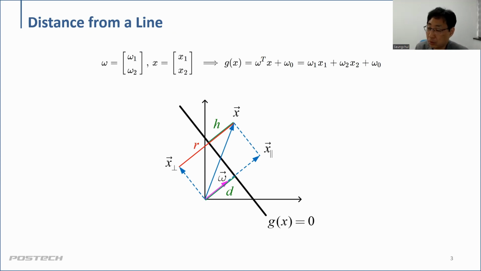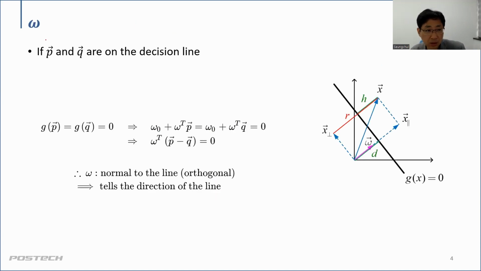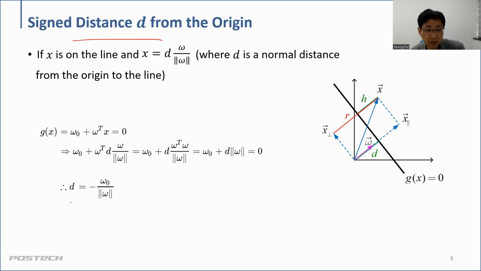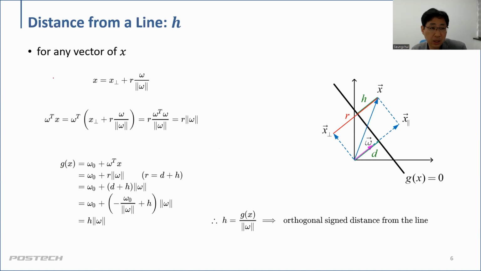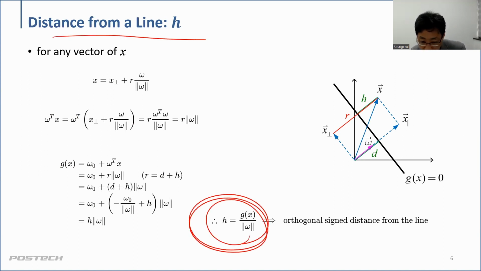So we already know how to compute the distance from a line. Whenever x is given, we know that omega is perpendicular, and the sign and the distance we know how to compute. This is something that you are supposed to remember and memorize. That's the distance. I'm going to use that later on.